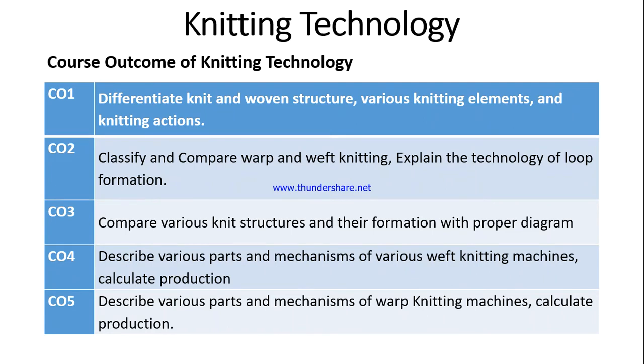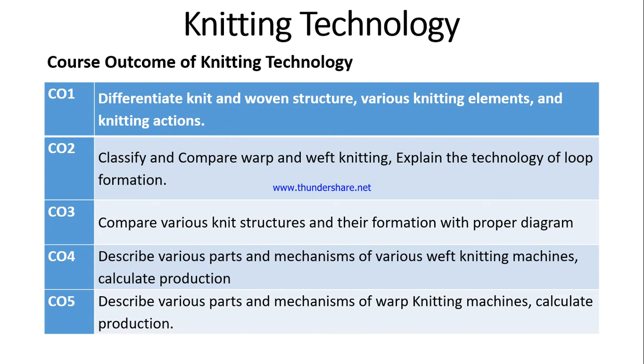Then course outcome 2, you can be able to classify and compare warp and web knitting. These are the two types of knitting, warp and web knitting, that you can classify. You can be able to explain the technology of loop formation for knitting. Knitting is typically a loop formation technique, an interlooping technique. The technology of loop formation you can be able to explain after completion of this course.